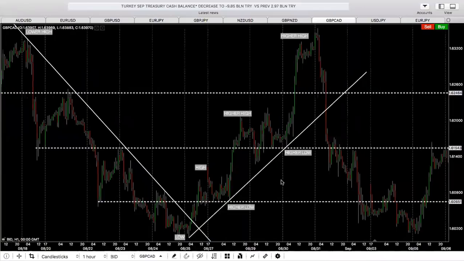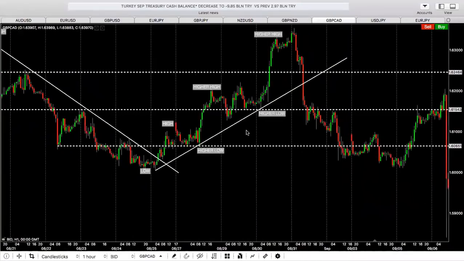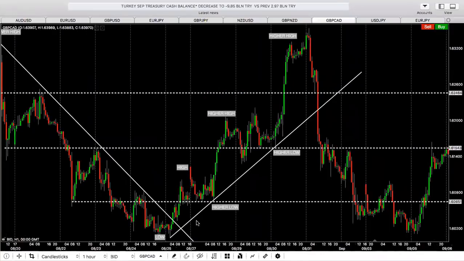And uptrends create peaks. Look at these like mountains. If you're walking along the nice Colorado coastline, or whatever it is that they call it over there, and you see these big, beautiful mountains coming up, these are known as the peaks above the uptrend. These are the peaks.